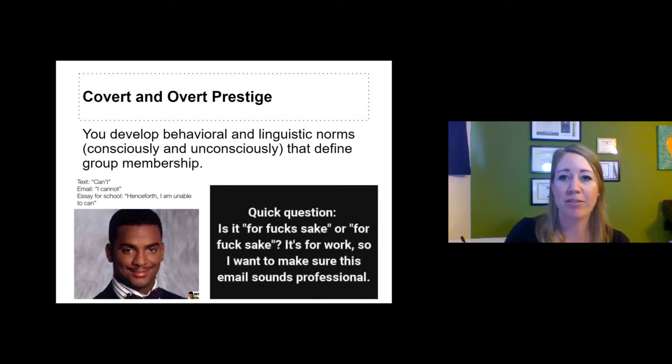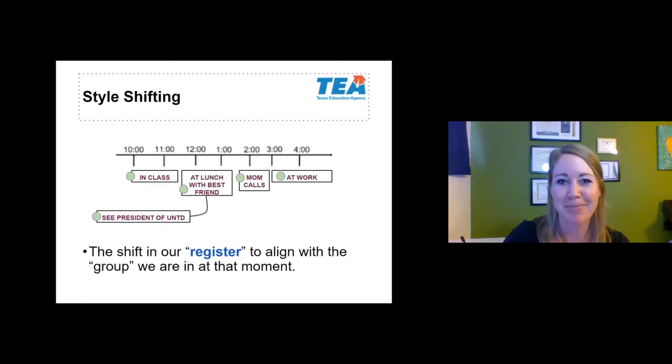So this whole covert and overt prestige thing, you develop behavioral and linguistic norms so that you can be inside whatever group that is. And if that group is using whatever dialect, you're going to speak like them to be in that dialect. If they're using standard American English, because maybe it's a workplace, you're going to try to use that to fit in that group there, okay? I'm not going to read all my memes to you. You can see them.